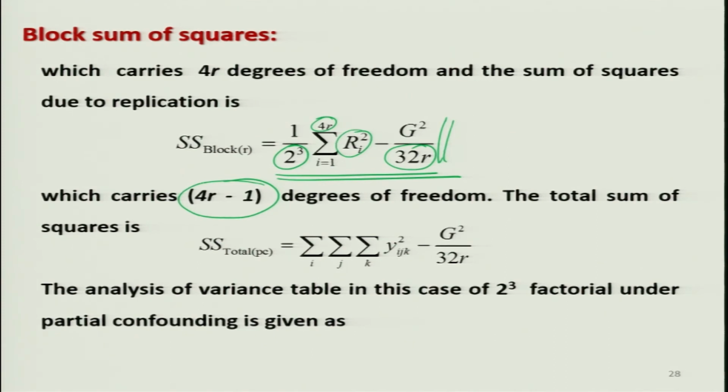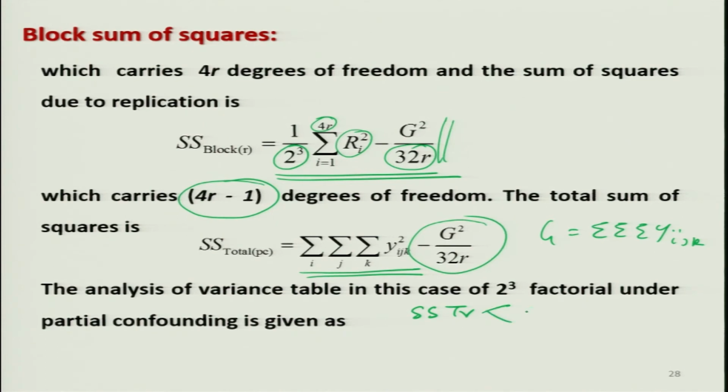And what about the sum of square due to total? That is going to be found exactly in the same way, that triple summation y square ijk minus the correction factor which is g square upon 32r, and g is simply the sum of all the observations, triple summation ijk over y ijk. So, now you have obtained the sum of square due to treatments. Well, you have divided it into several components due to the effects which are confounded, which are not confounded.